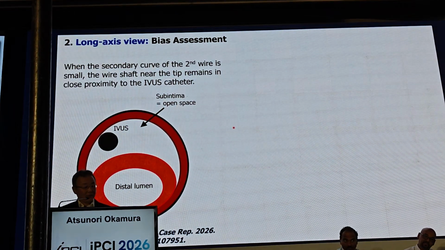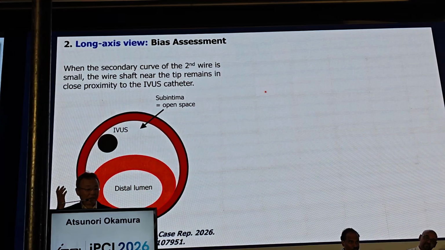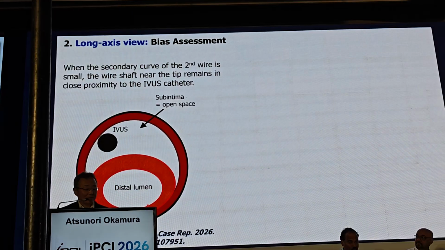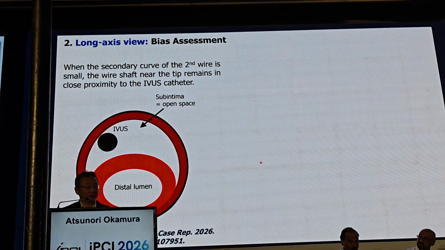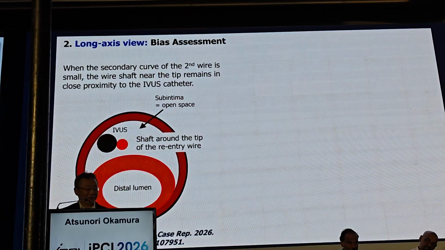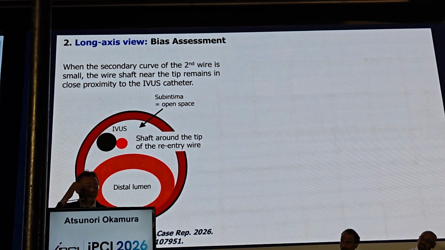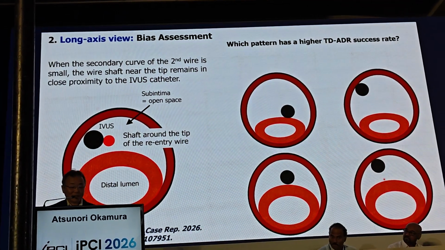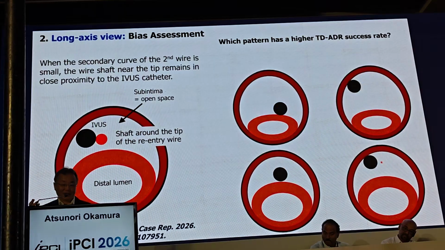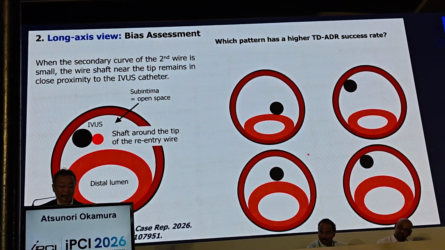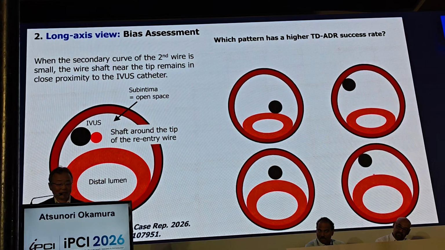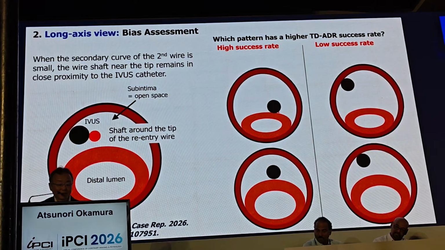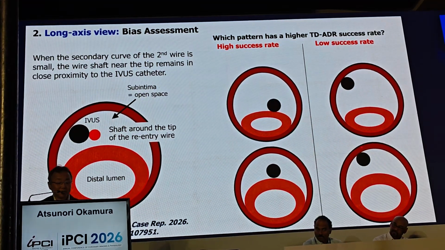That is another advantage of this one. And this is a long axis view thinking about bias assessment. This is the IVUS here, with the subintimal space remaining here. If you advance a second guide wire, your guide wire is probably in the same position as the IVUS because this is an open space. So if you think about that, which pattern has a higher success rate? With the IVUS remaining here, the high success rate is this one and this one, because the IVUS and true lumen are very close. This one is far away.